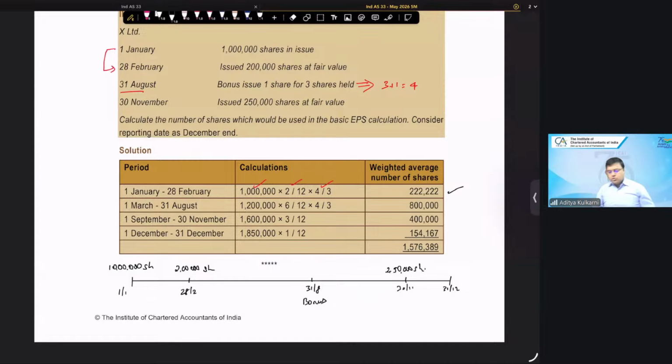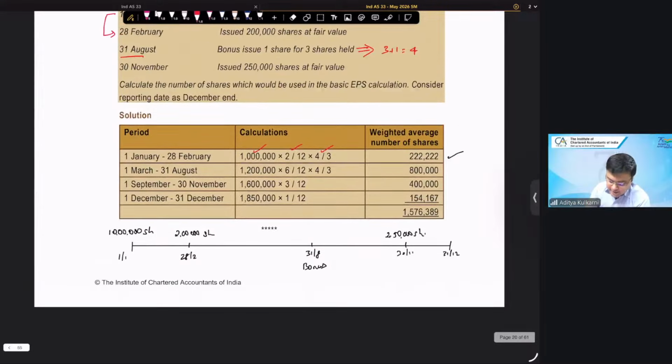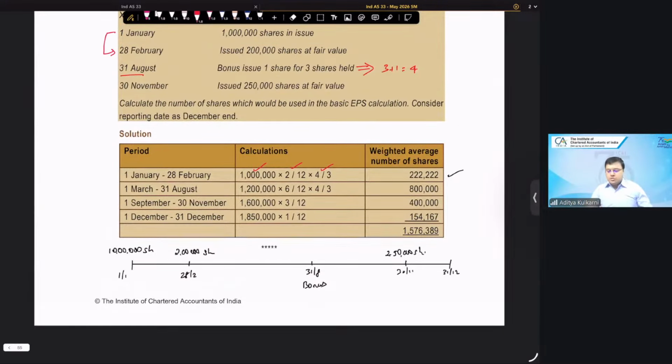Okay. So we first see the institute solution, then we will look at our solution. There won't be any difference. Any method that you follow, as far as it is logical, reasonable, you get the same answer. Okay. Next, 28th February, I'm having 2 lakh shares issued at fair value. So now how many shares will I have? 10 lakh plus 2. So total number of shares I will have is 12 lakhs. Till 28th February, that means 1st March till 31st August. March, April, May, June, July, August. 6 months into 4 by 3. So that comes to 8 lakhs.